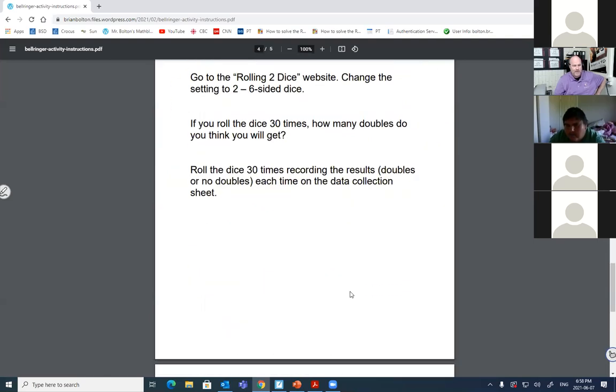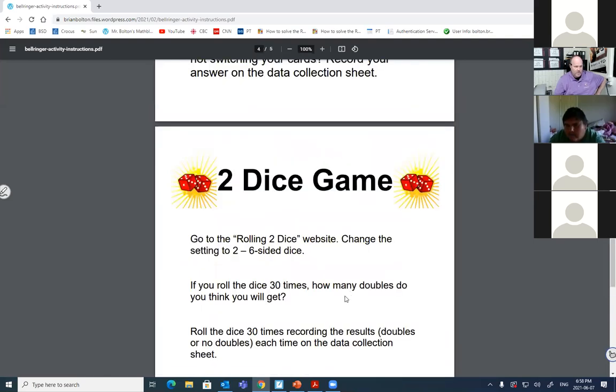Two dice game. Rolling, you're going to go to the website. If you roll the dice 30 times, how many doubles? So if you roll the dice, how many times do you think you're going to get doubles? And then you compare it to actually doing it. Okay.